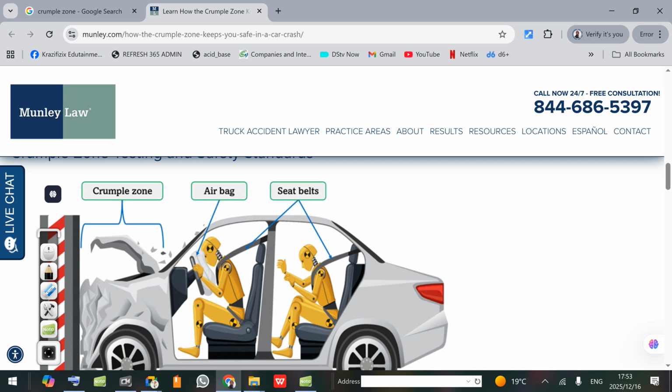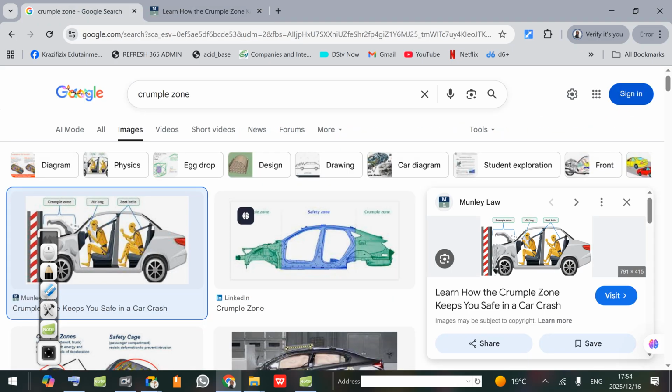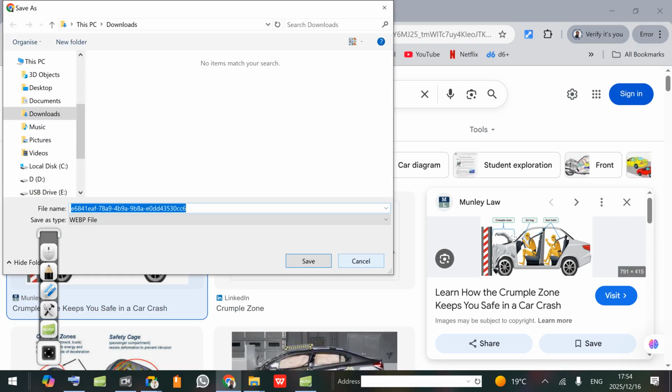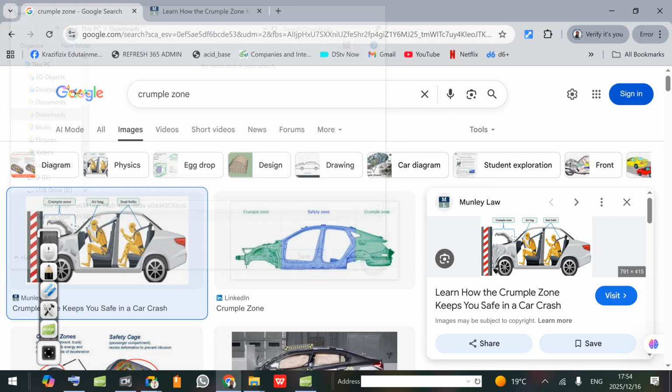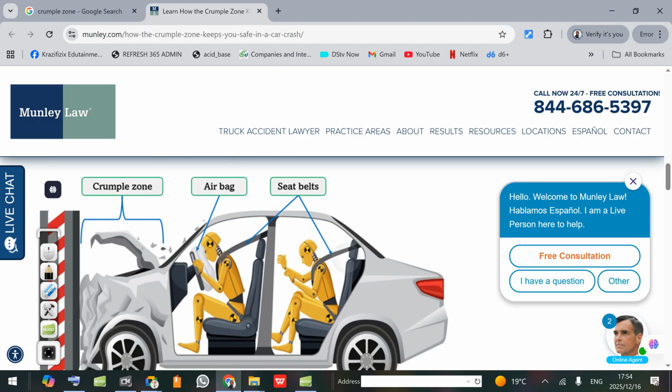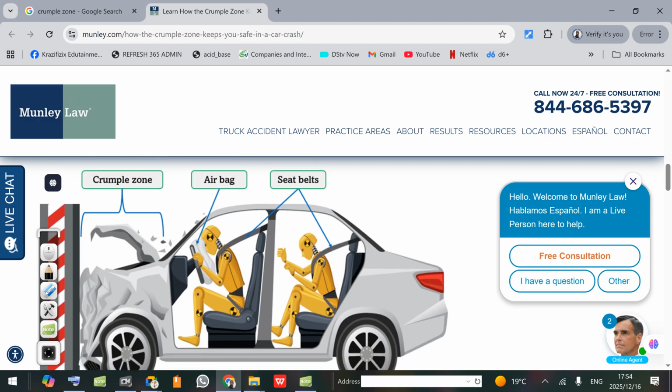So all of this is to ensure what? Safety. And all of this is just using one principle. They increase the time of contact. And if they increase the time of contact, why is it saving us? If they increase the time of contact, then the force of impact will decrease.